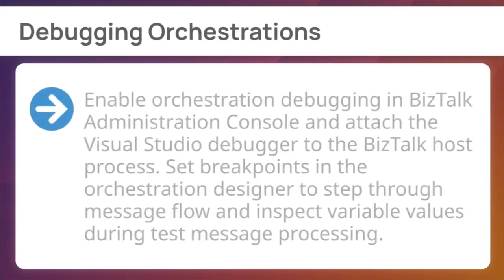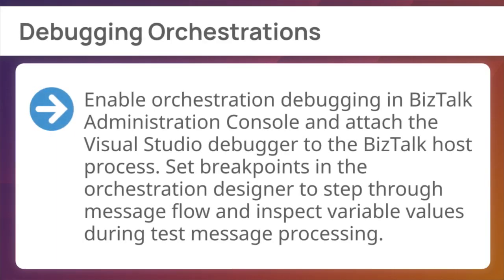Next, debugging orchestrations. Enable orchestration debugging in the BizTalk Administration Console and attach the Visual Studio debugger to the BizTalk host process. Set breakpoints in the orchestration designer to step through message flow and inspect variable values during test message processing.